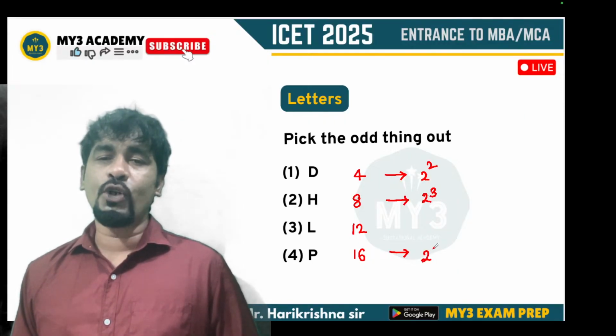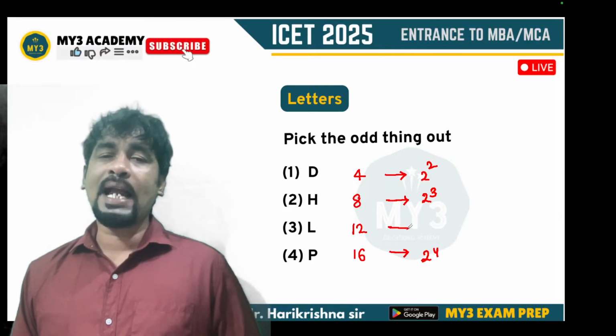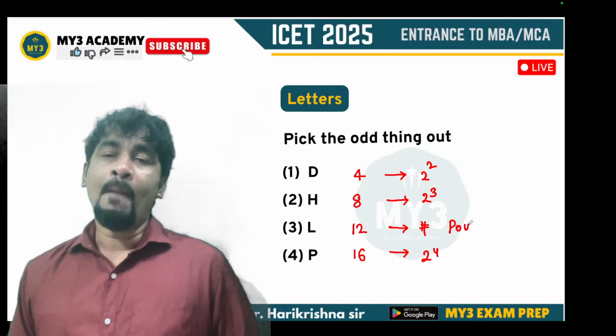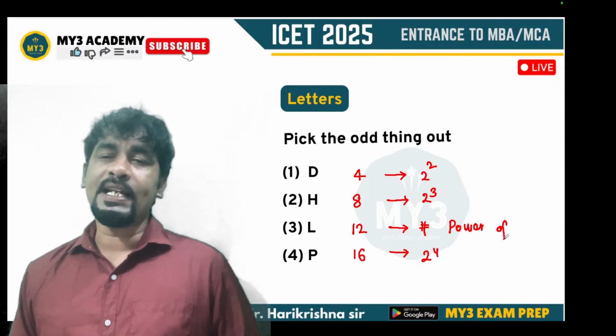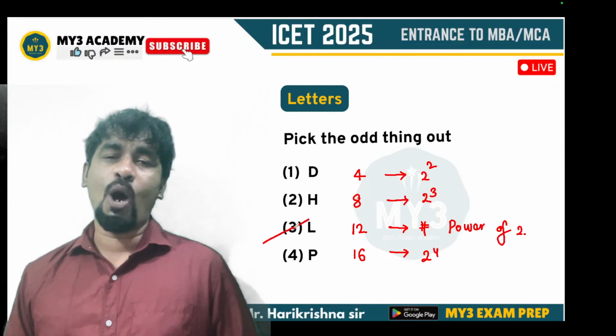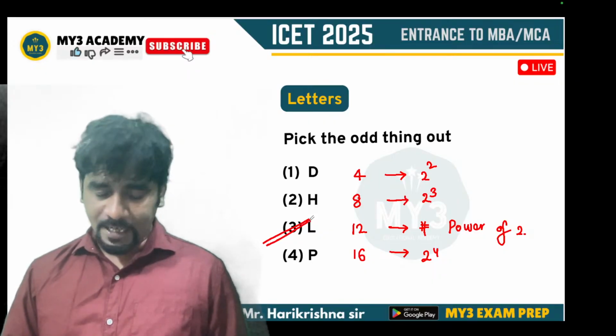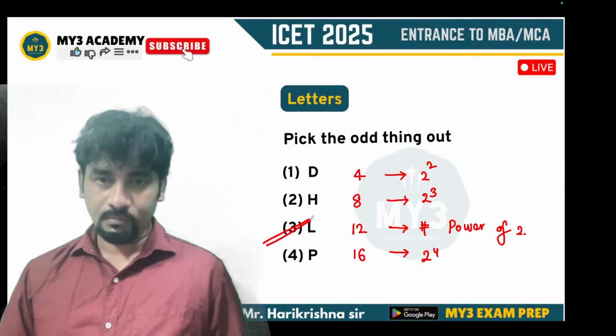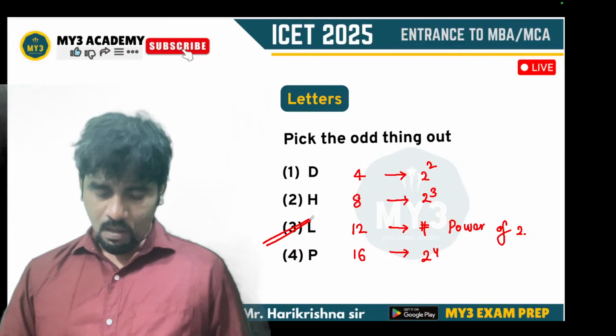2 square, 2 cube, 2 power 4. But 12 cannot be written as a power of 2. It cannot be a power of 2. Because of that, definitely the odd man out is going to be option 3. So many times it is repeated in the exam. Please keep it in mind. Are you clear?